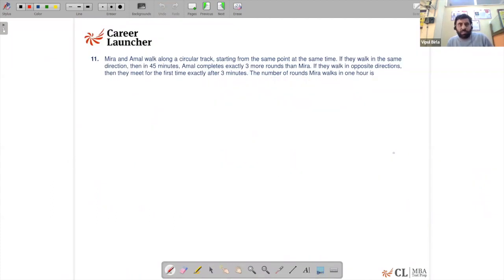So question 11 says: Meera and Amal walk along a circular track starting from the same point at the same time. If they walk in the same direction, then in 45 minutes, Amal completes exactly 3 more rounds than Meera. If they walk in the opposite direction, then they meet for the first time exactly after 3 minutes. The number of rounds Meera walks in 1 hour is.